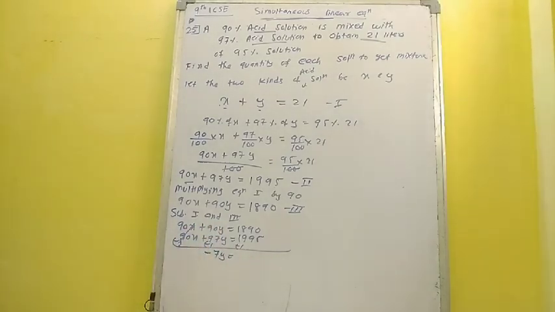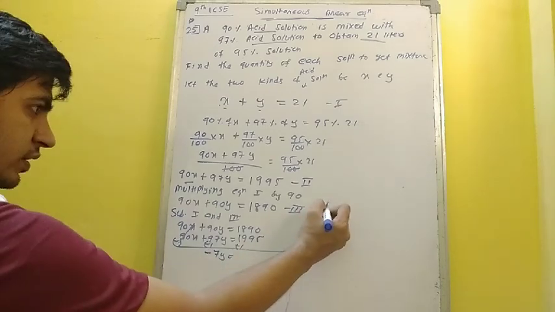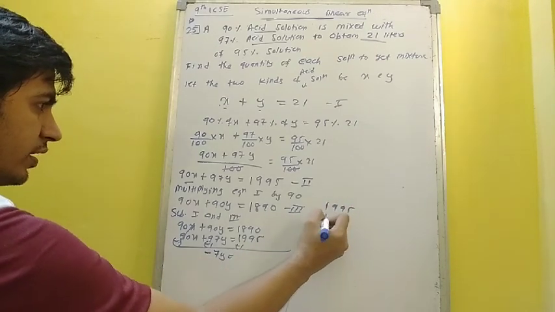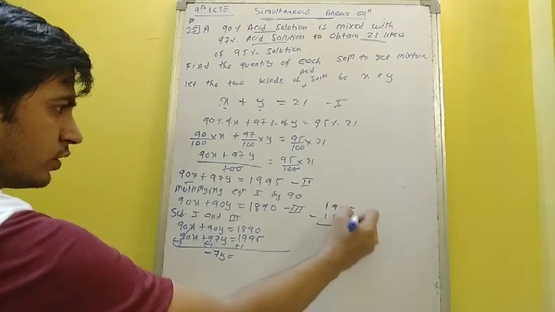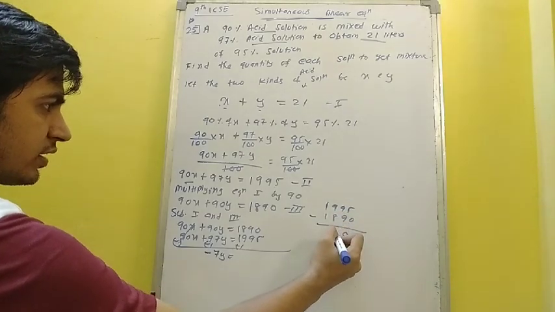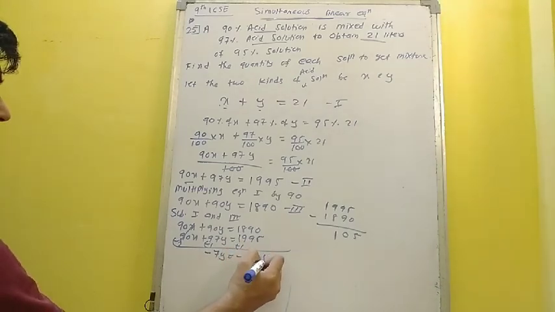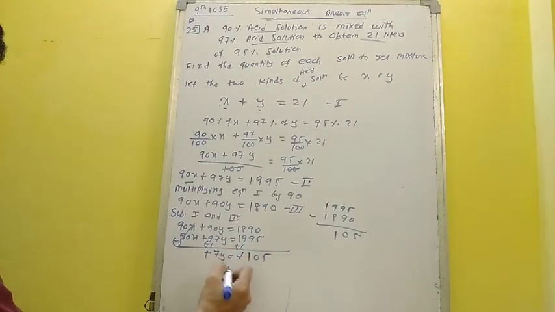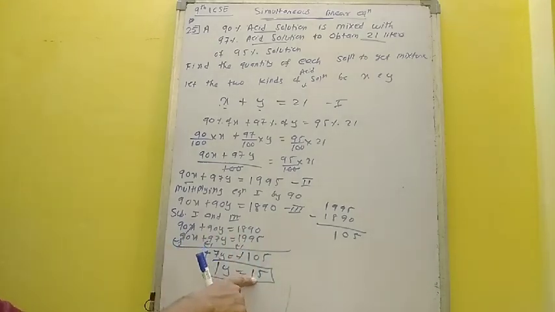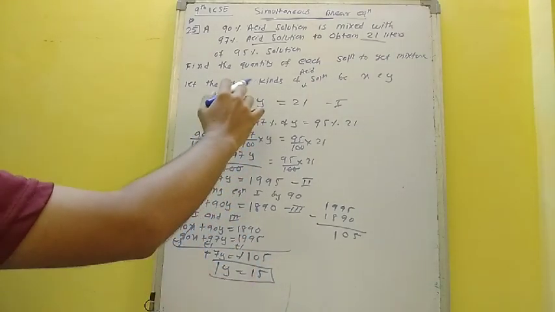And when you subtract this, 1995 minus 1890 is 105. Okay, minus 105. Minus minus cancelled. We have y equal to 105 by 7. 7 ones are 7, 7 5s are 35. Okay, we have 15 liters of the second solution.